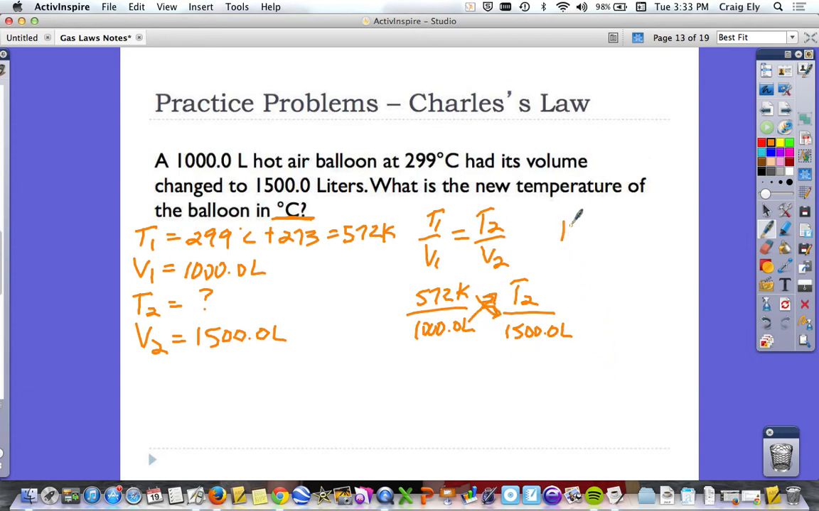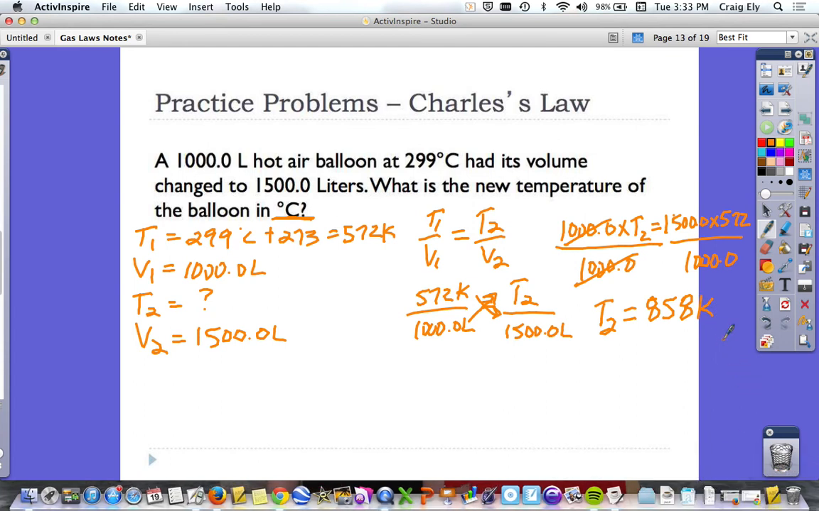So 1,000.0 times T2 is equal to 1,500.0 times 572. So I want to get rid of this 1,000 over here. So I'm going to divide by 1,000, and divide by 1,000 over here. So my T2 is going to be equal to 858 Kelvin.